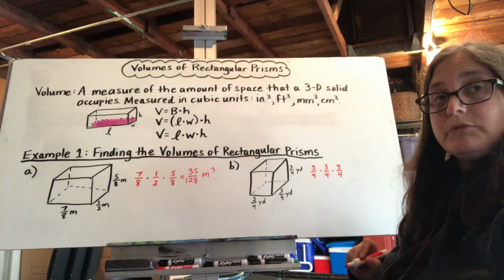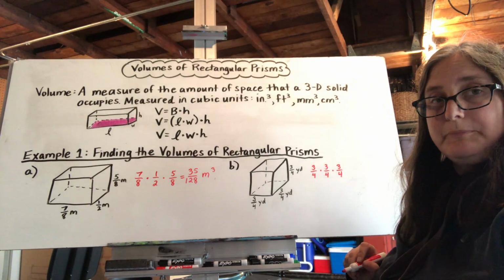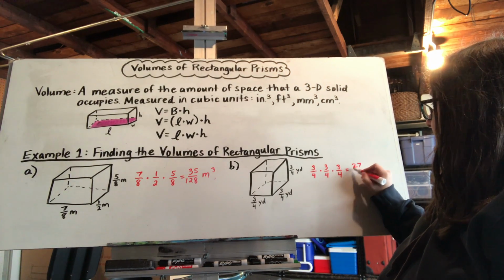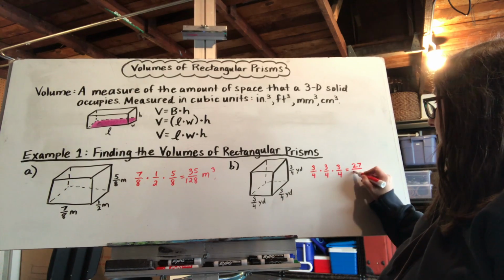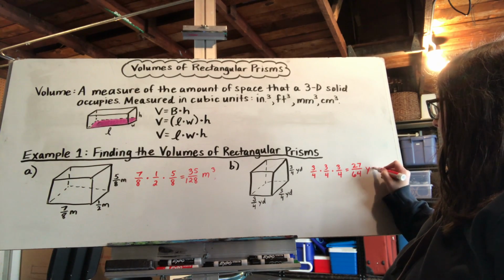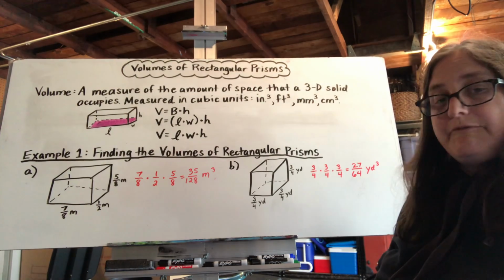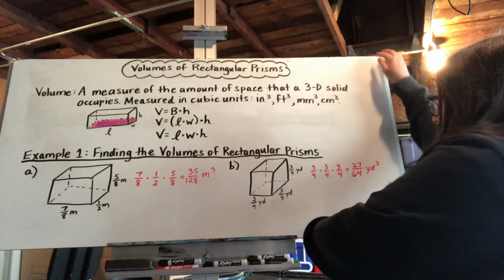There isn't any cross reducing for us to do here, so we're just going to multiply across. 3 times 3 times 3 gives us 27. 4 times 4 times 4 is 64, and my label is yards cubed. So the volume is 27/64 yards cubed.